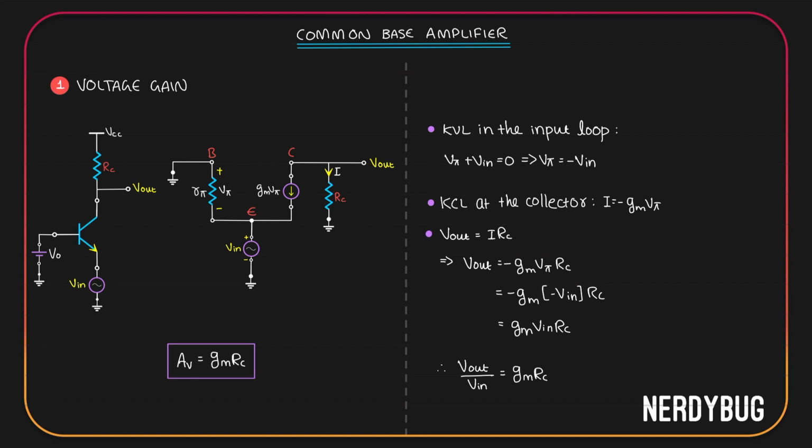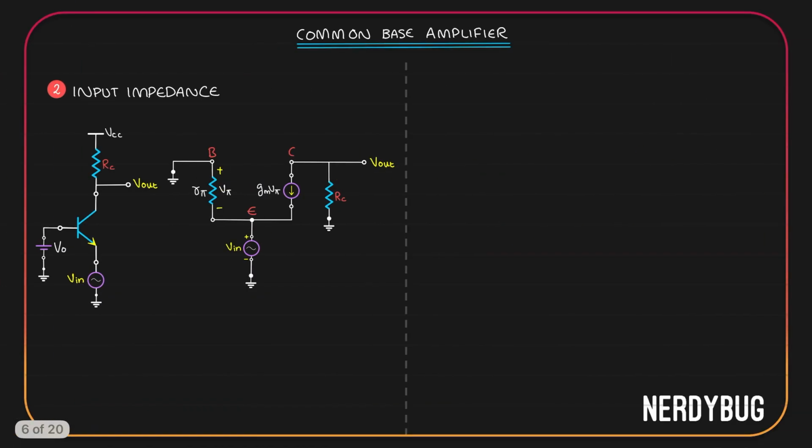So we can say when it comes to the common emitter amplifier, the phase difference between the output and input is 180 degree because of the negative sign. Here it is 0 degree because there is no negative sign. Now let's try to find the input impedance of the circuit. For that, the first thing we have to do is remove all the independent sources in the small signal model. The only independent source we have here is V input. So we have to remove it.